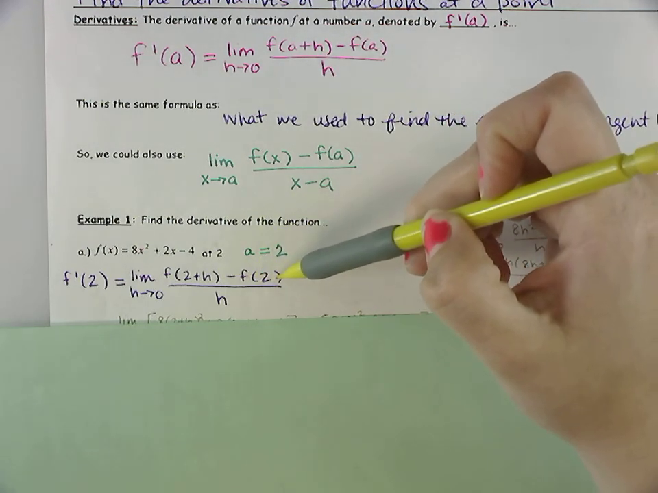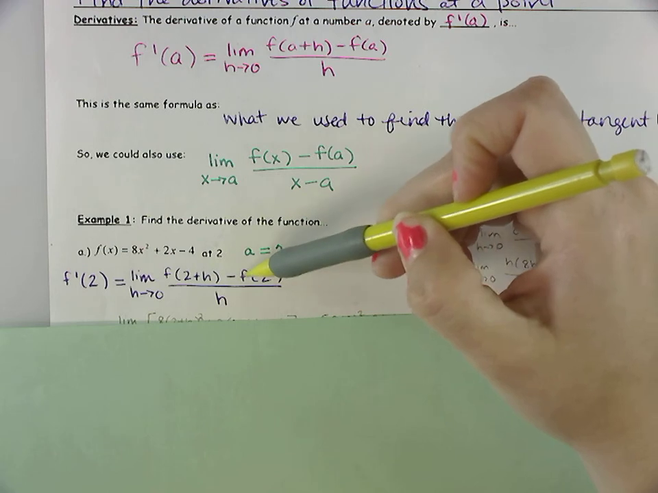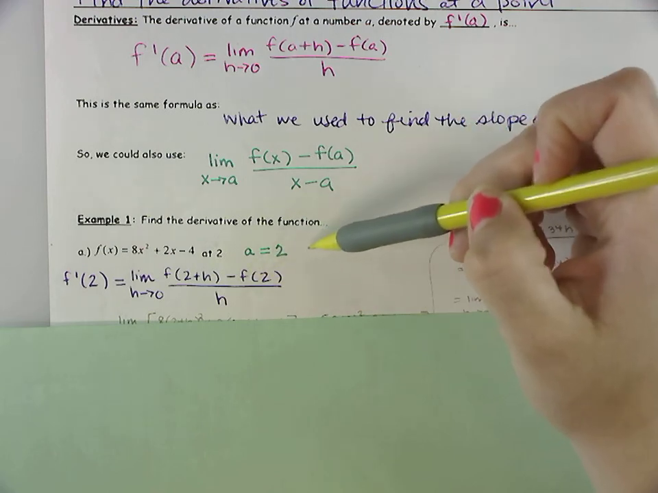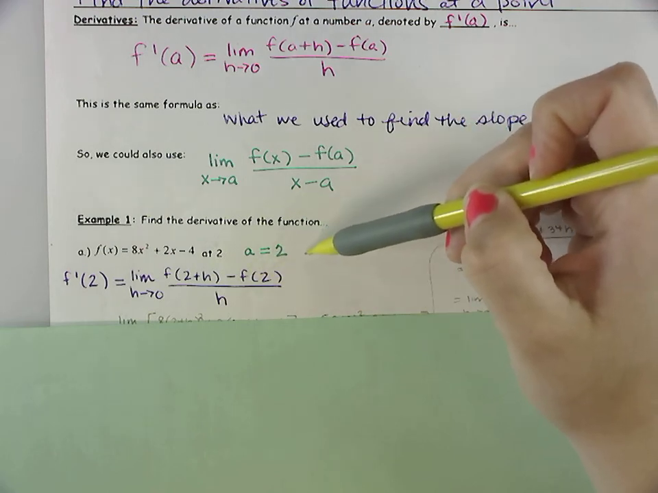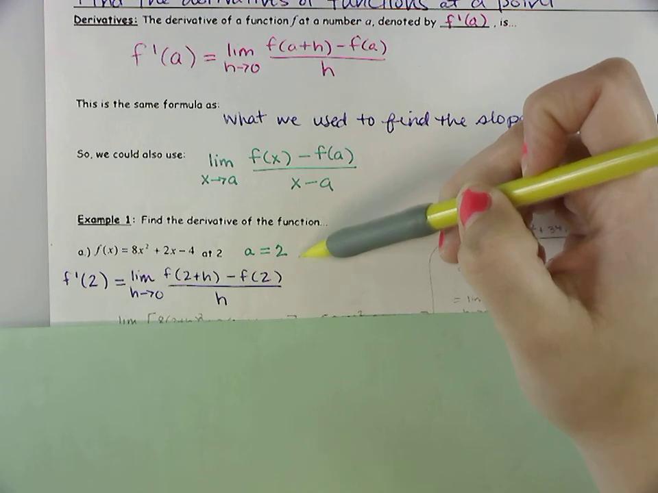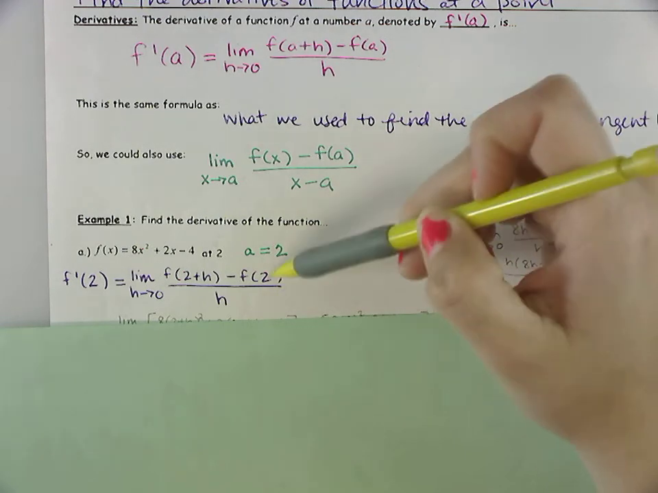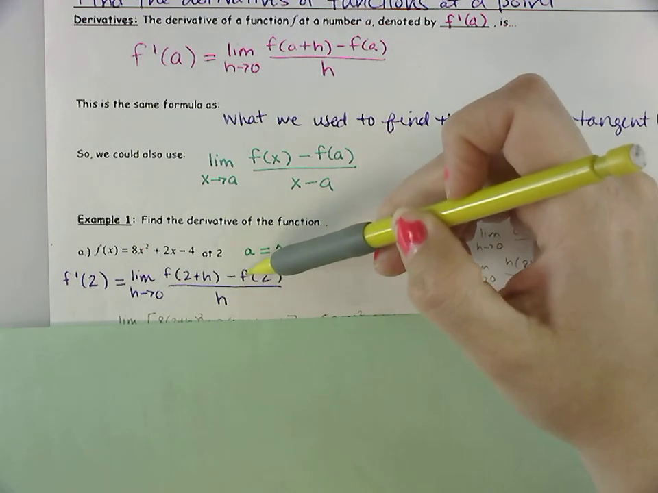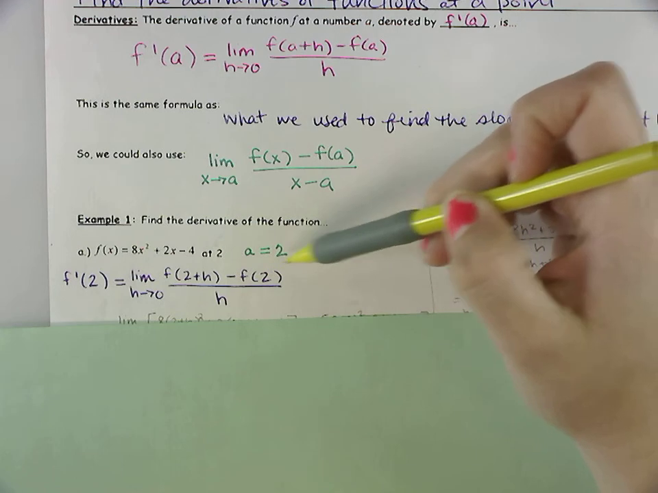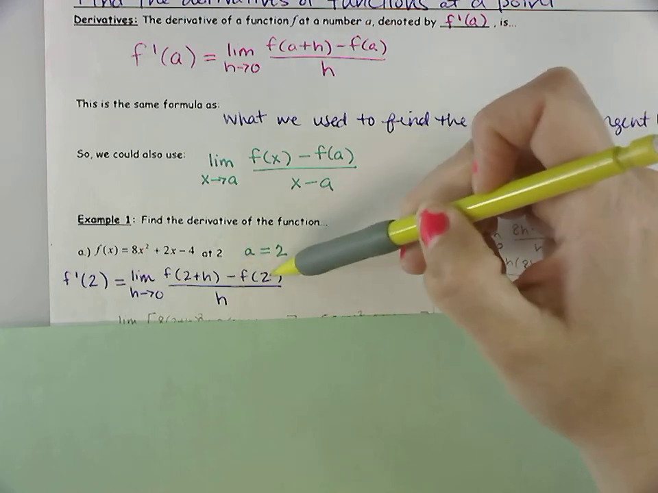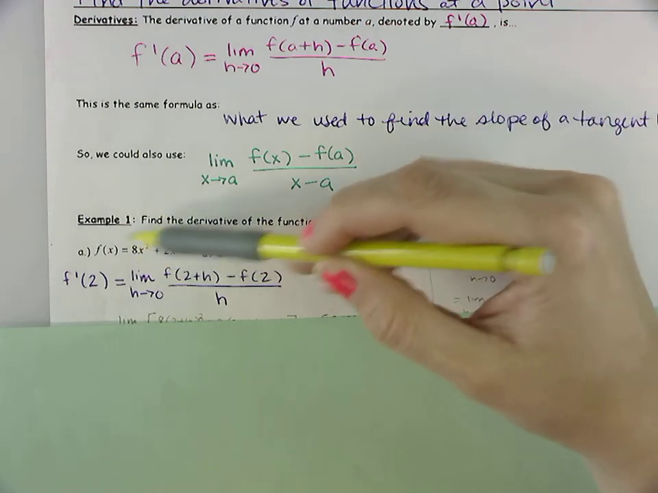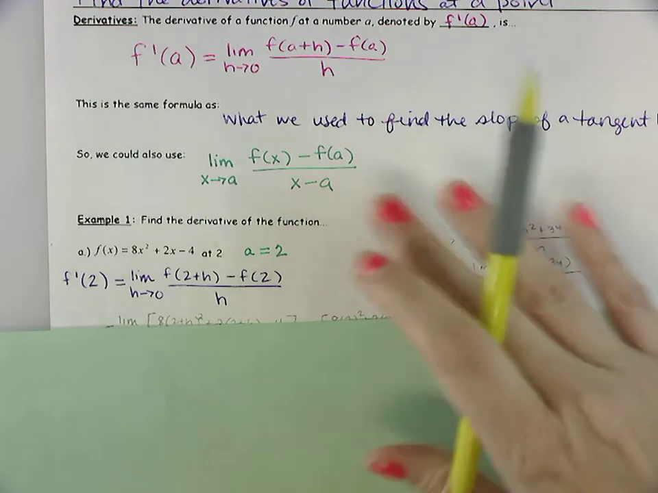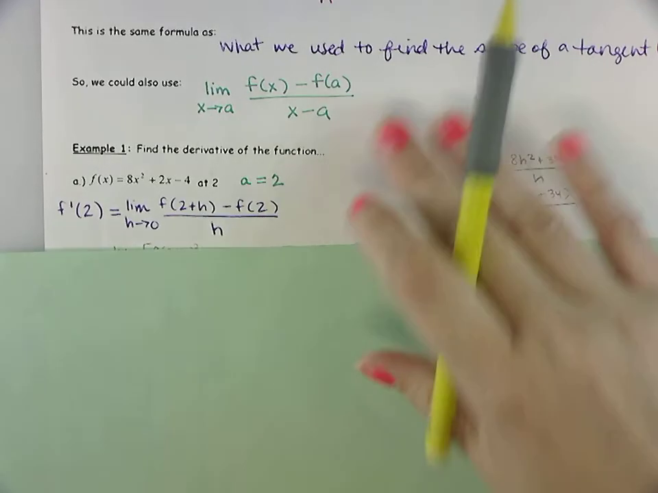Remember yesterday when we had the f of a, because we had the point, we already knew what the output was, so we didn't have to do this next step. But ask yourself, okay, how do I find f of 2? Well, all you have to do is replace x in your f of x equation with 2. I'm going to show you that in the next step.